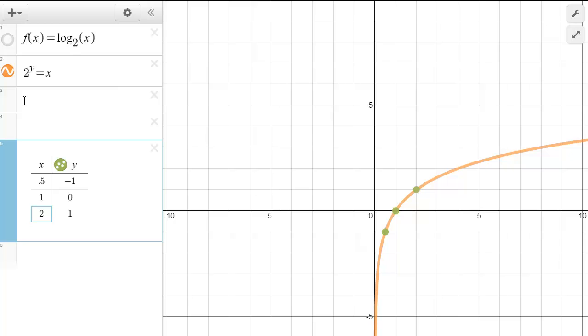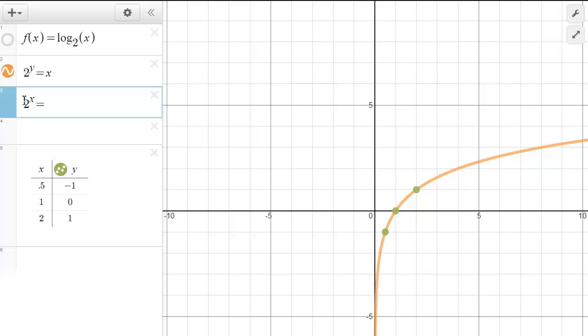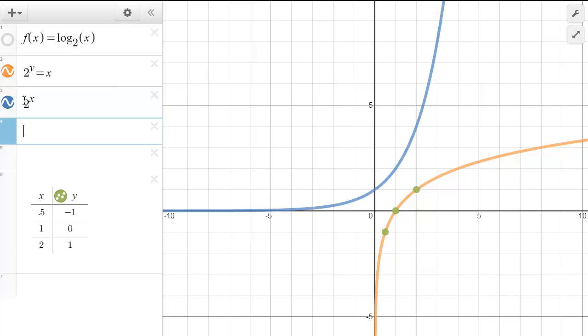Now this should look familiar to something you've seen previously. Recall that 2 to the x equals y is something that we've graphed before. So these two are related. They are actually reflections of each other across the line y equals x, which means that they're inverses of each other.